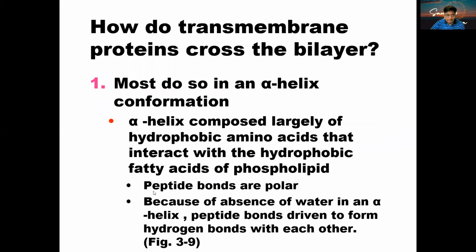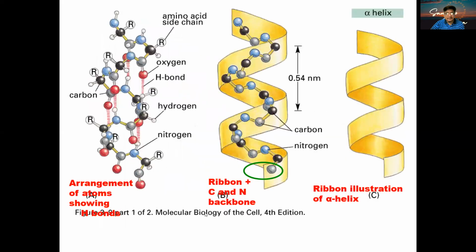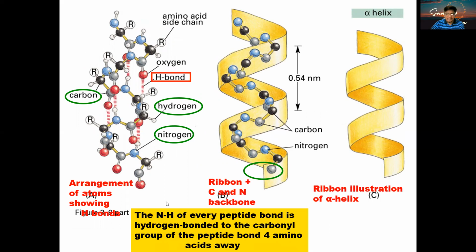Then if you talk about the peptide bond, that is going to be polar. And in this alpha helical structure, there will be no water because of the hydrogen bond formation. You can see over here carbon, nitrogen, hydrogen. We know the hydrogen bond will always be formed between this oxygen and the hydrogen, which is present on the nitrogen part. So NH is the peptide bond, and the hydrogen bond is formed basically in this i+4 structure.